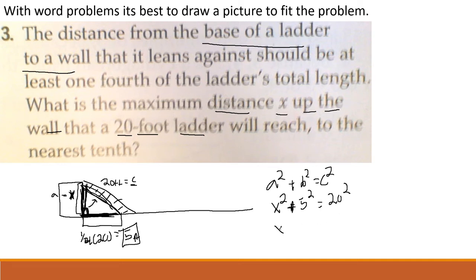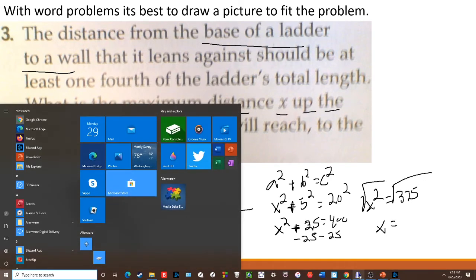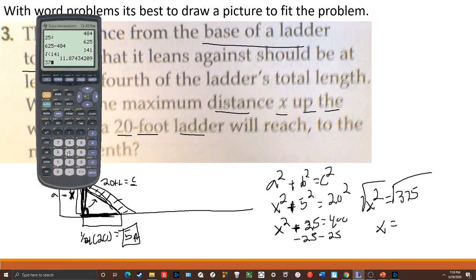So we do our little arithmetic here. 5 squared is going to be 25. And that's going to be 400. Subtract 25, subtract 25. We get x squared is equal to 375. And square root, we get x is equal to the square root of 375. We get about 19.4.